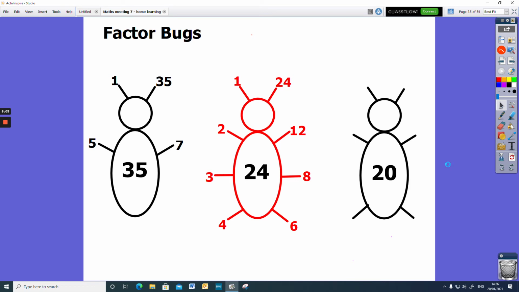Let's look at 20 now. 1 and 20. We know by now every number has 1 and itself as factors. It's also 2 times 10. So it's in the 2 times table, it's in the 10 times table. And 4 and 5. 4 times 5 is 20. Well done if you got all of those factors. There's lots and lots. Try and make sure that you work systematically to get the answer. Okay, let's go on to the next one now.